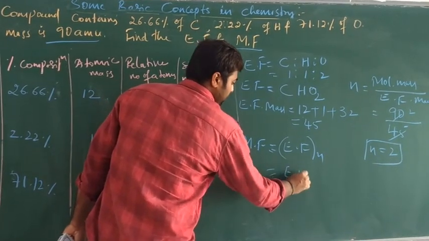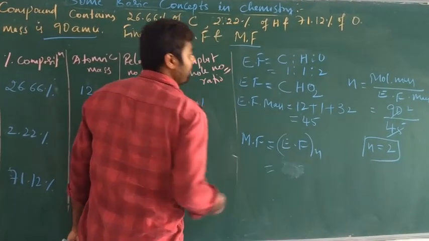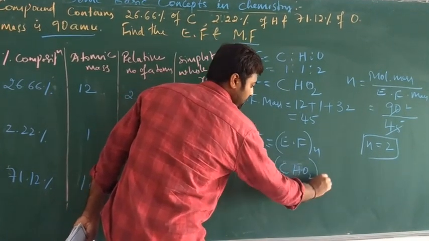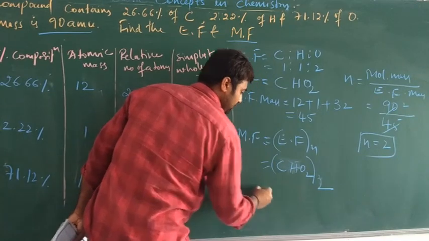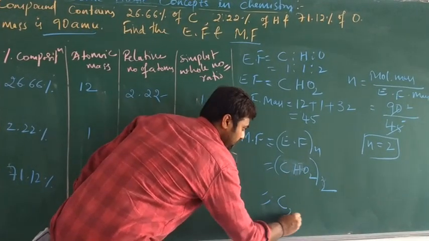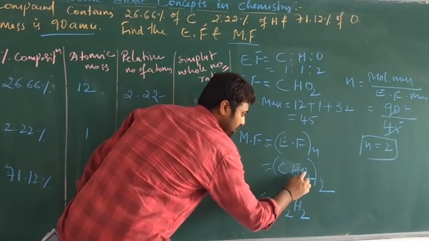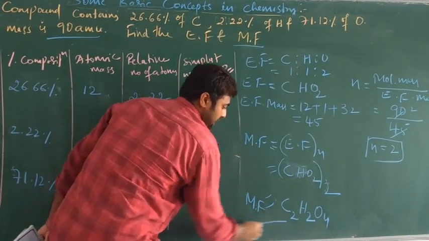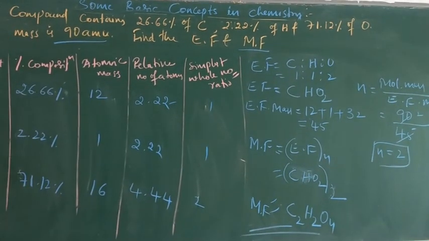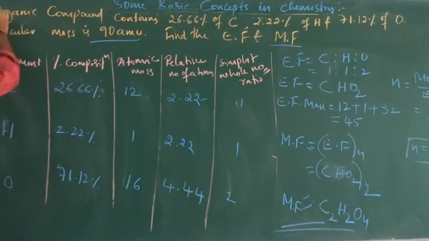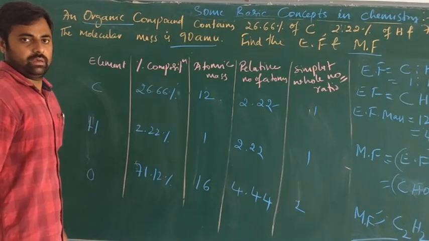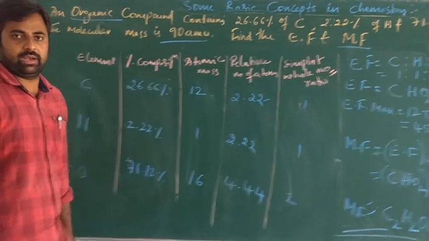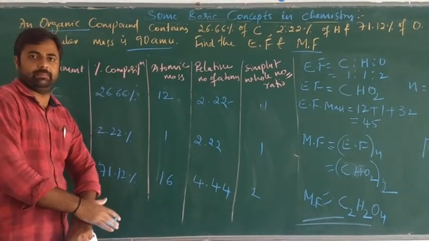The empirical formula, what is the empirical formula? CHO2, into n. What is the value of n? 2. So C2, H2, O4. This is the molecular formula. C2H2O4 is the molecular formula of the given organic compound. This is the way of calculating or determining the molecular formula and empirical formula.